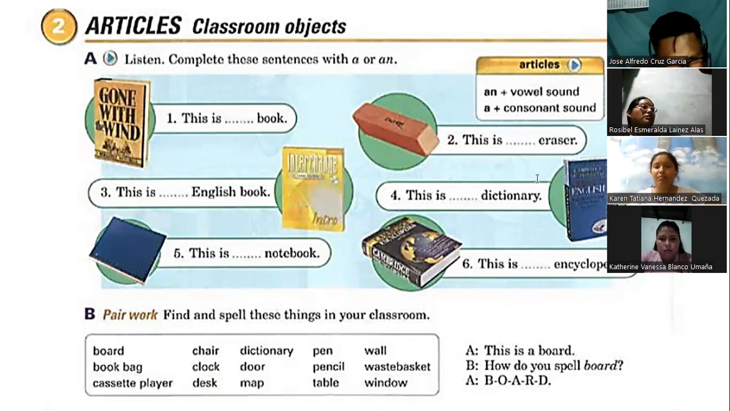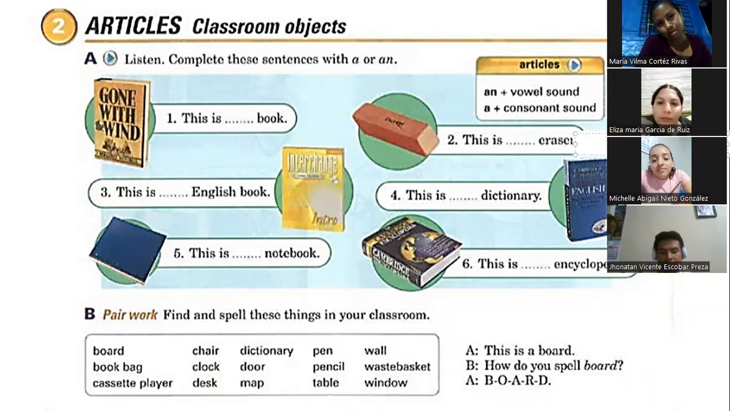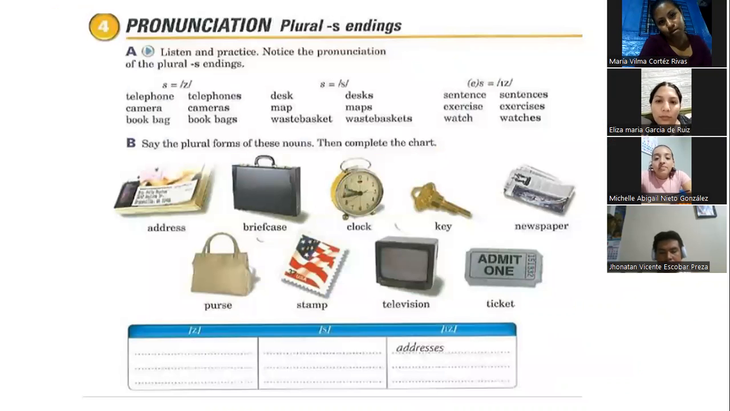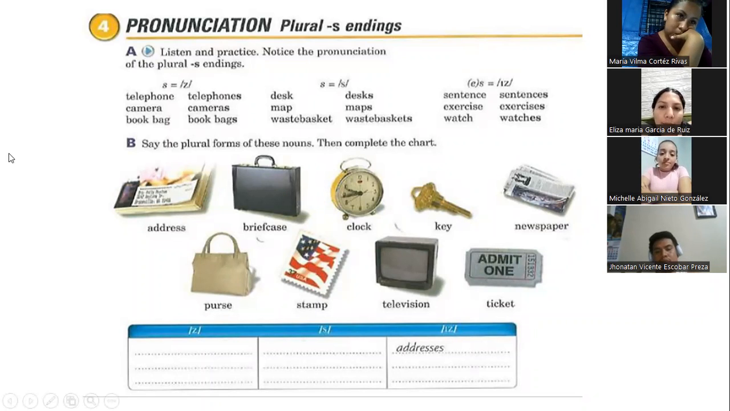So now, let's go over the next part. In the next part, we have pronunciation, the plural endings of the common objects. Okay, this is very important when we speak in English. It's important to pronounce the S correctly. If you pronounce the S, you will sound better. So here, for example, we have telephone, and the plural is telephones. Camera, cameras. Book bag, book bags.